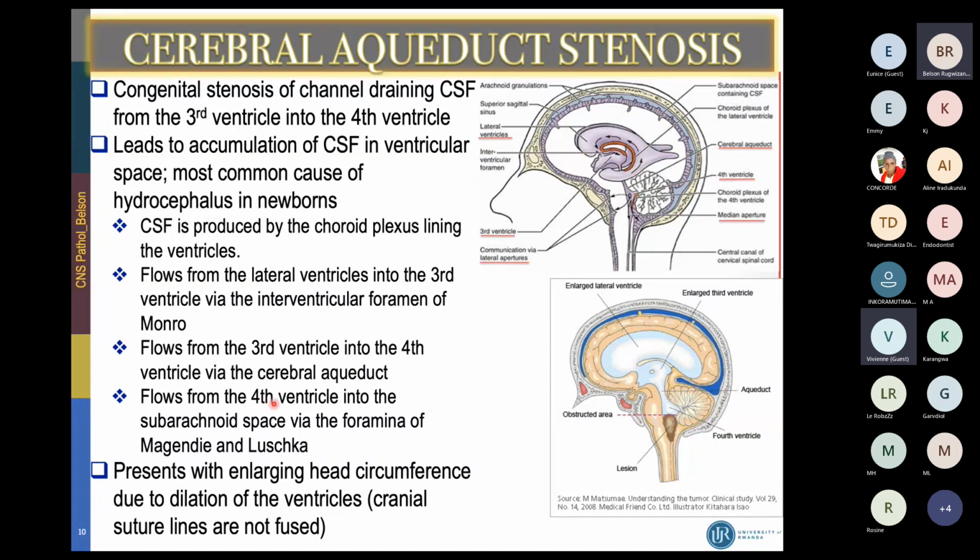Then it flows from the fourth ventricle into the subarachnoid space via the foramina of Magendie and Luschka, and presents with this. In this disease, the child will present with enlarging head circumference due to dilation of the ventricles. And you remember ahanga umwana fontanelles ziba zitarifunga, so because the cranial suture lines are not yet fused, that's why umutwe we ukomeza kuba munini, uko fluid yongera umutwe nawo uranguka.